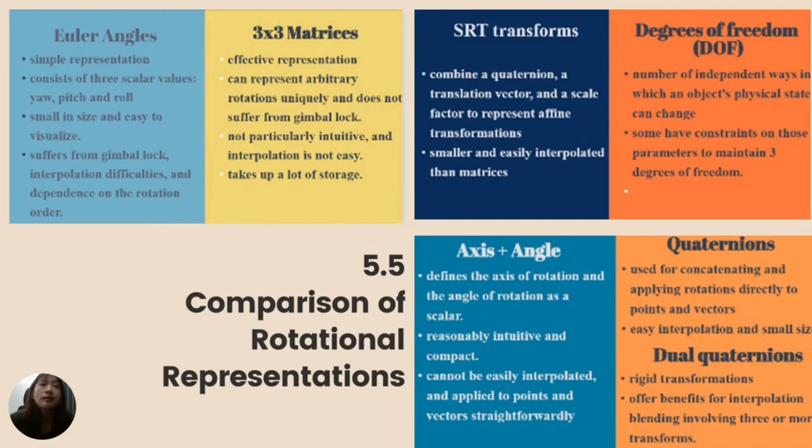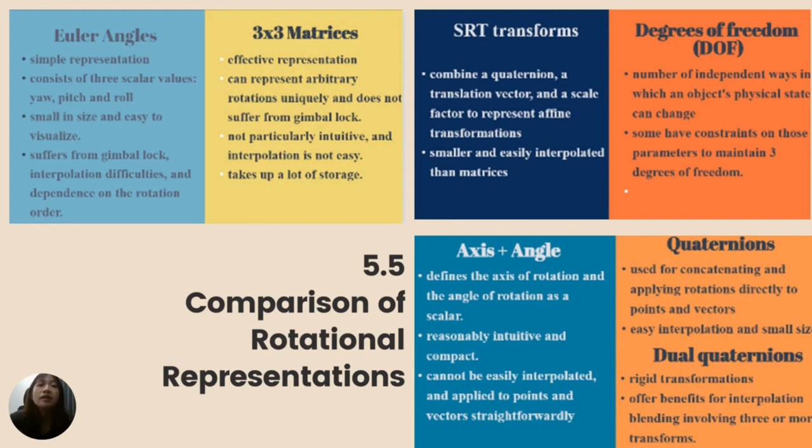Euler angles are simple, however they suffer from gimbal lock and interpolation difficulties. The 3 by 3 matrix is effective, however it is also not particularly intuitive, suffers from interpolation problems, and takes up a lot of space. The SRT combines a quaternion and a translation vector with a scale vector to represent affine transformations, and is smaller and easier to interpolate compared to the matrix. The DOF is the number of independent ways an object can physically change, and it also suffers some constraints because we need to maintain 3 degrees of freedom.